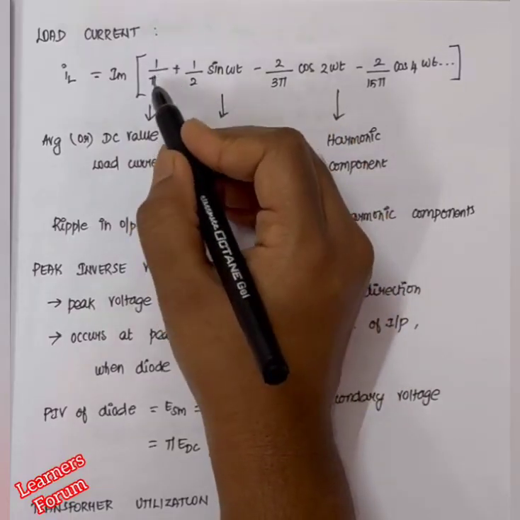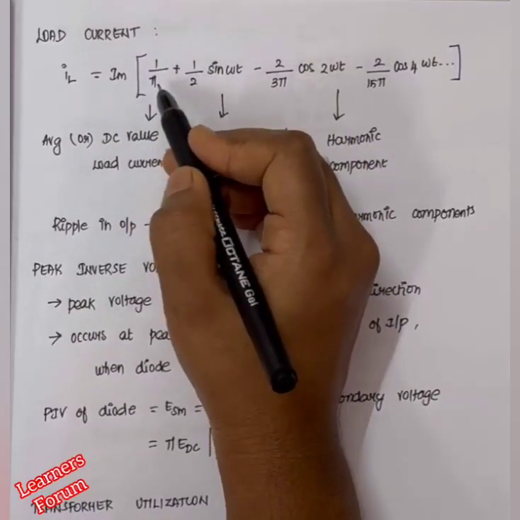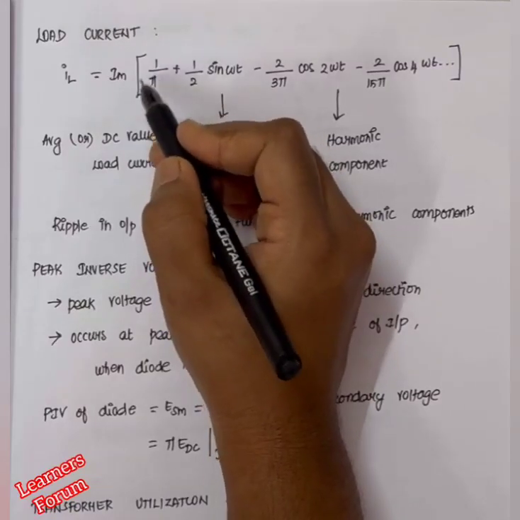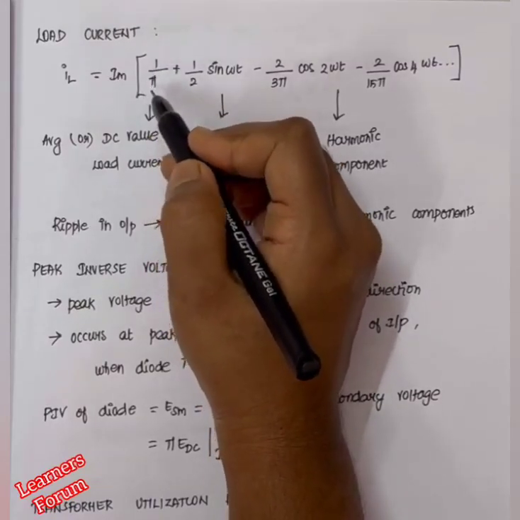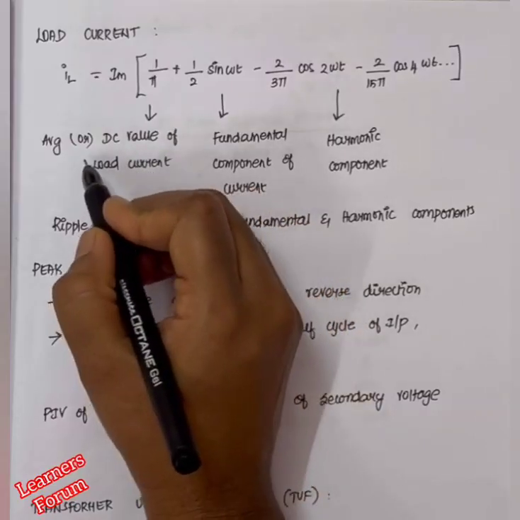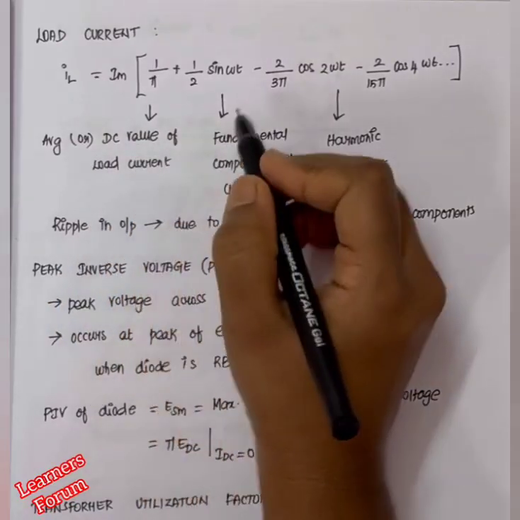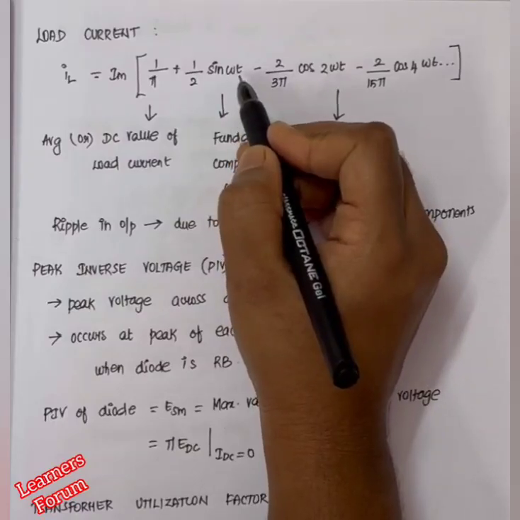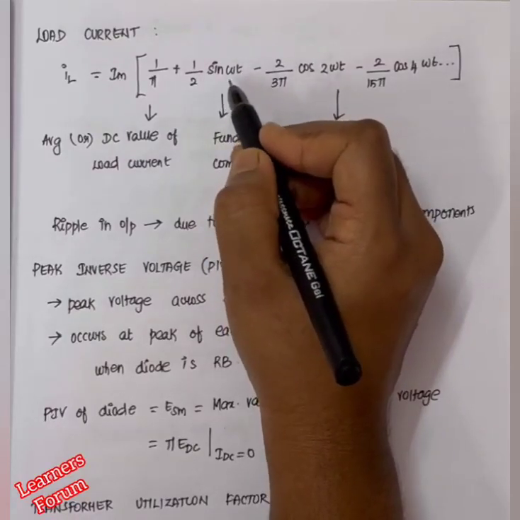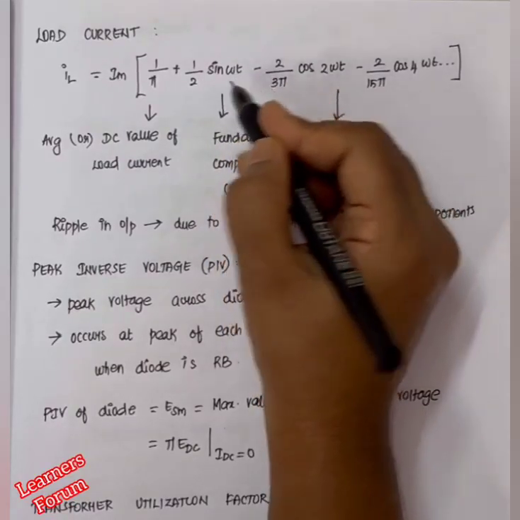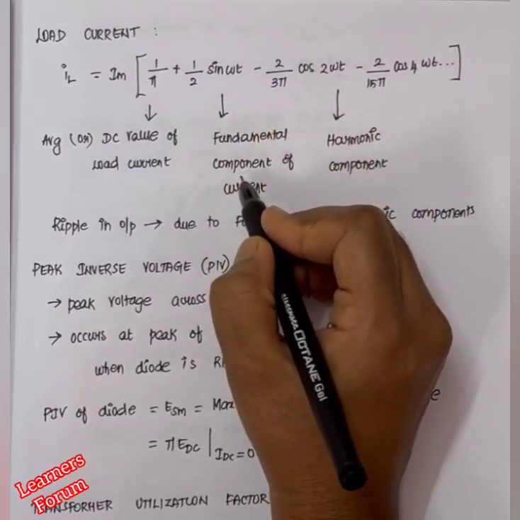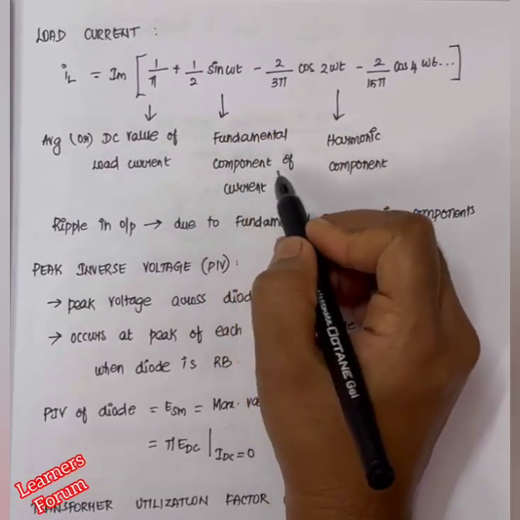So the first term, 1 by pi, is a constant value. We do not have any time oriented parameter or frequency oriented parameter over here. So this value is called the average or DC value of load current. In the second term, 1 by 2 sin omega t, we have the time oriented parameter and the frequency as well, that is, angular frequency. So this very first term, which is dependent on time, will contribute to what is called the fundamental component of current.